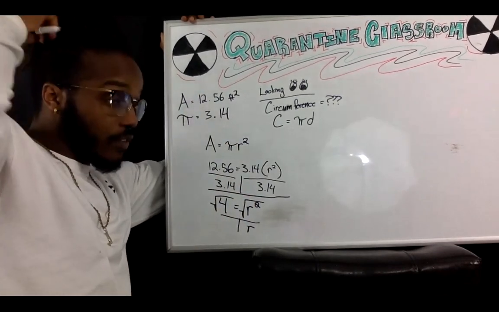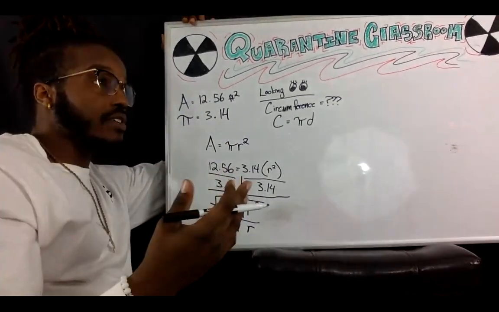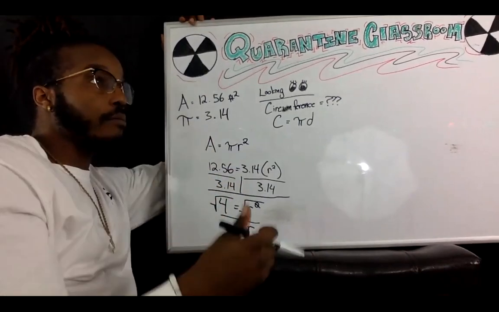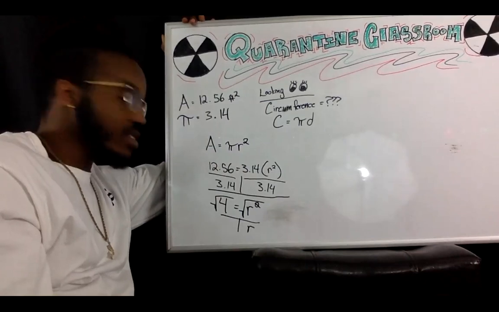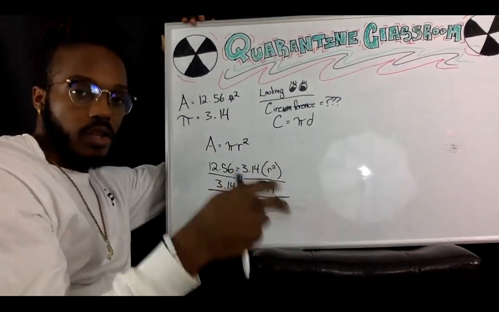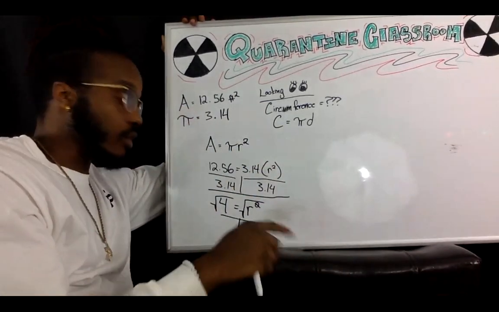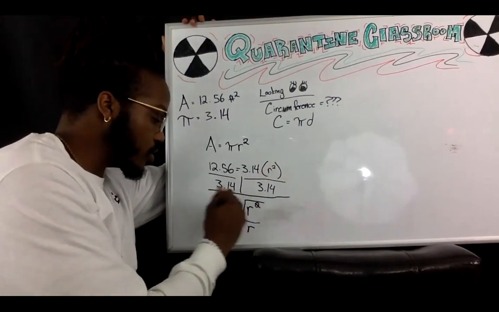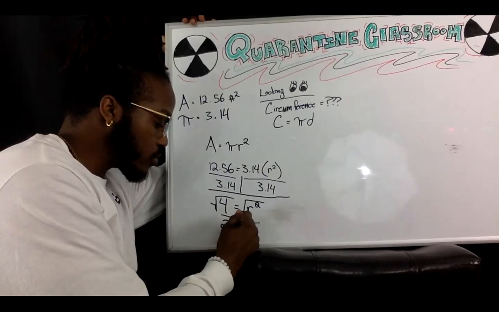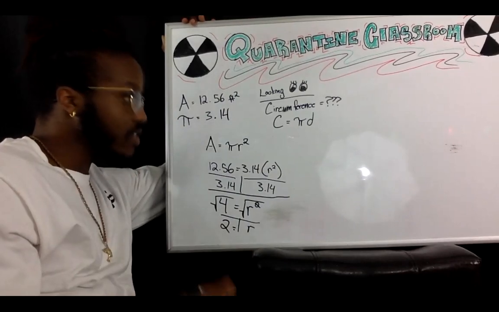Now, when you're asking for the square root of something, you're basically asking yourself, what number times itself equals this? What number times itself equals 4? 2, because 2 times 2 is 4, or 2 to the second power is 4. So the square root of 4 is 2. That means we have a radius of 2.